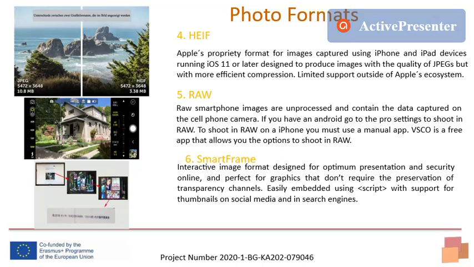5. RAW. RAW smartphone images are unprocessed and contain the data captured on the cell phone camera. If you have an Android, go to the Pro settings to shoot in RAW. To shoot in RAW on an iPhone, you must use a manual app. Lightroom is a free app that allows you the options to shoot in RAW.